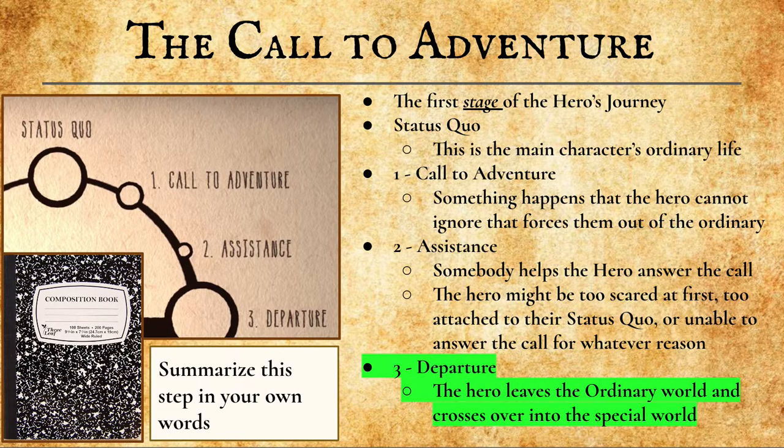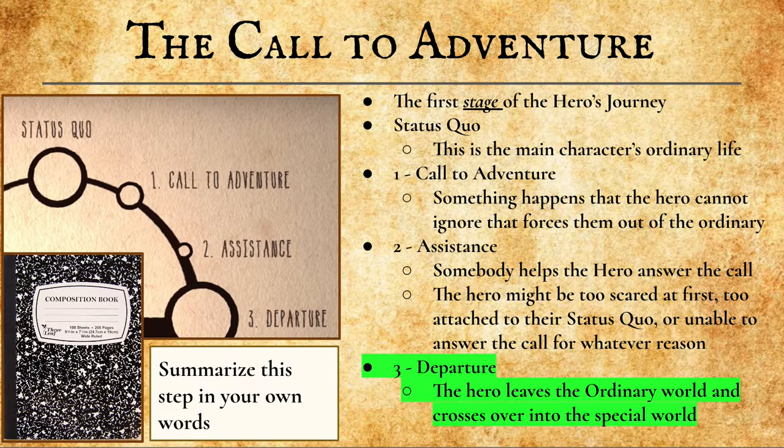Last, we had the departure. The departure is when the hero leaves the ordinary world and crosses over into the special world. This could be a world that is not normal, so it's new to this hero. He may be scared or whatnot.